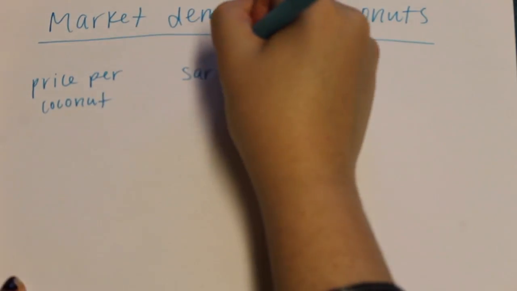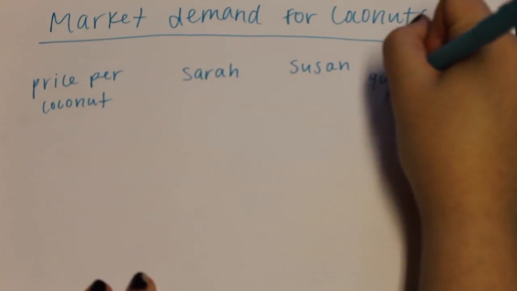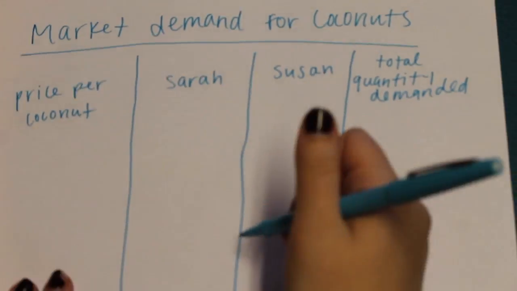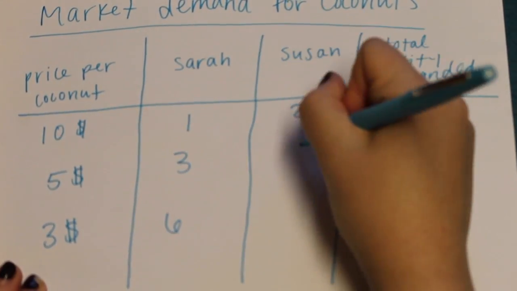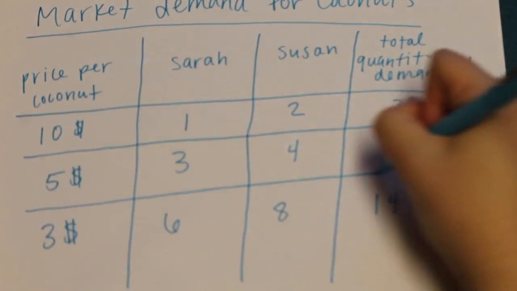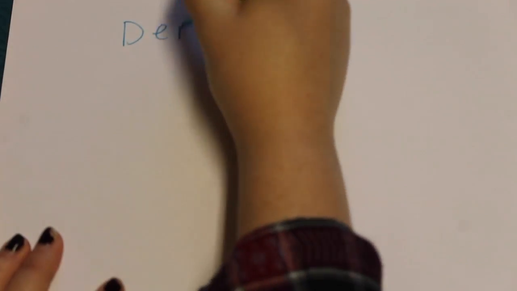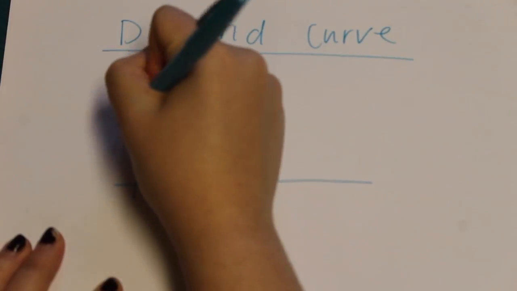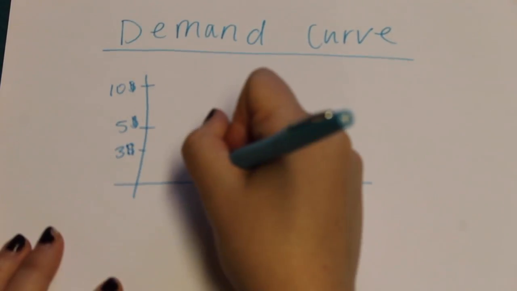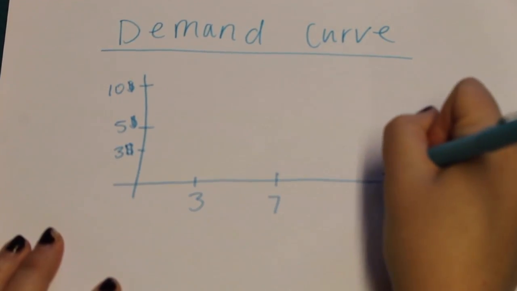Jimmy drew out a chart for the market demand of coconuts, including the price per coconut and how many coconuts Sarah and Susan would purchase at each given price. Jimmy drew out a demand curve with the information from the chart in order to better visualize the demand for his product.